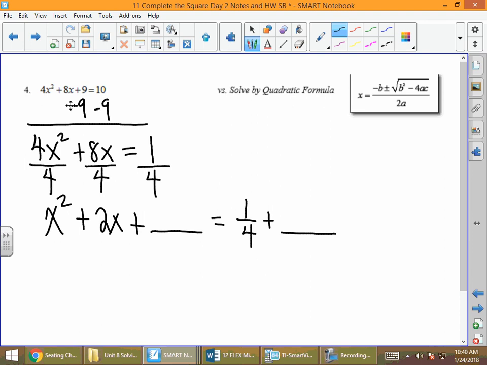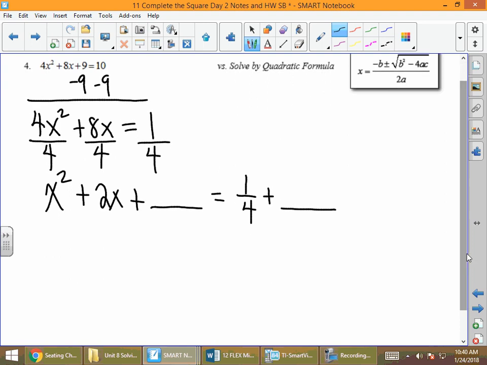If the fractions make you nervous, just use your calculator, because all the rest of the steps are the same. We need to figure out what goes in that blank. So we're going to take 2 divided by 2. It's always divided by 2, by the way, equals 1, and square it. Well, 1 squared is 1, and if we add 1 to the left side of the equation, we need to add 1 to the right side of the equation.